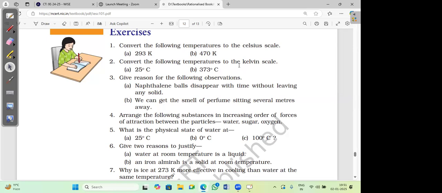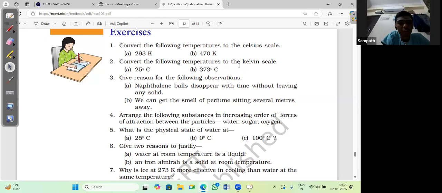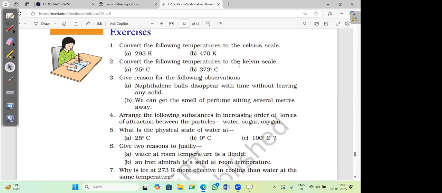We can get the smell of perfume sitting several meters away. Sir, because of diffusion of particles. Due to the fast diffusion of the gas particles, the perfume goes through the air. The particles get diffused in the air, right? The particles diffuse. Okay.